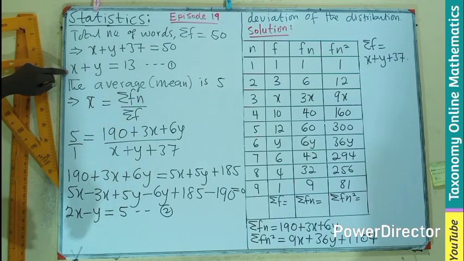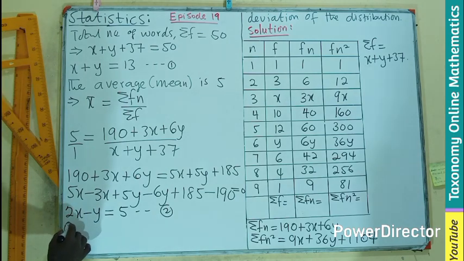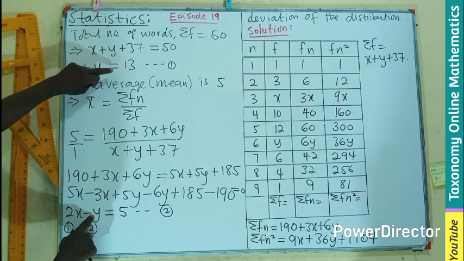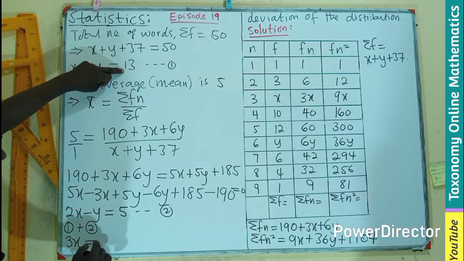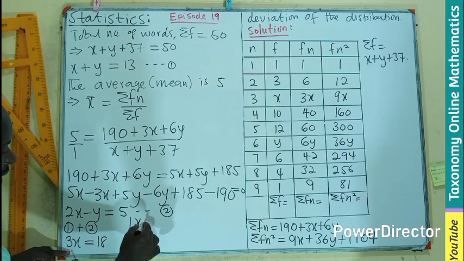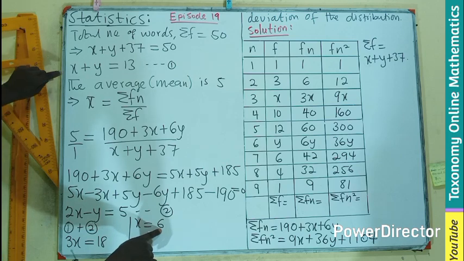So if we check equation 1 and equation 2, solving them simultaneously can help us find what the x and y is. Let's add equation 1 plus equation 2, meaning x plus 2x, that will give you 3x. y plus negative y will be 0. 13 plus 5 will be equals to 18. So here we divide by 3, x will be equals to 6.